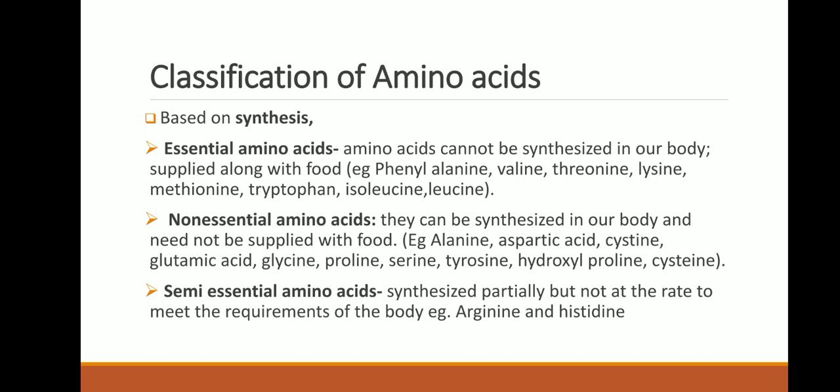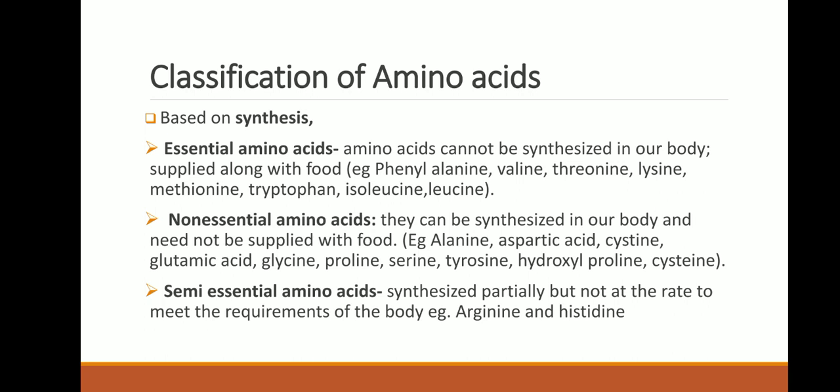Which are the non-essential amino acids? Alanine, aspartic acid, cysteine, glutamic acid, glycine, proline, serine, tyrosine, hydroxyproline and cysteine. Okay. Then two amino acids are semi-essential amino acids.